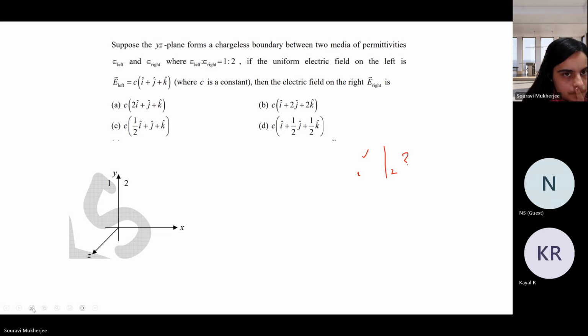So what does that mean? Your D perpendicular here and the D perpendicular here should equate, right? That means epsilon left into E left should be equal to epsilon right into E right. Okay, so you say A. Why do you say A? Can you explain?